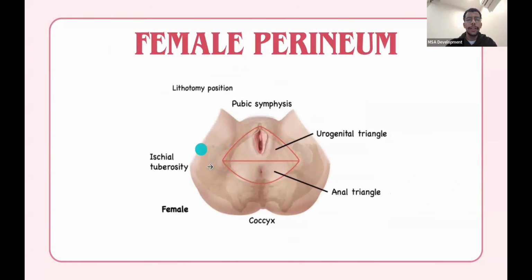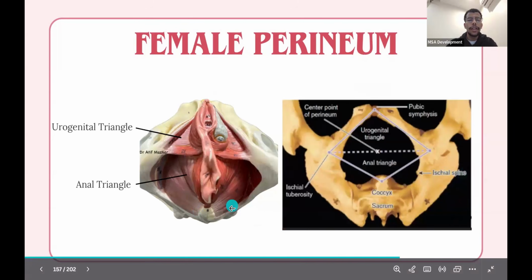Again, we have the perineum. As we mentioned, there's a lithotomy position. Here we have the urogenital triangle, the borders: pubic symphysis anteriorly, then posteriorly, the imaginary line between the ischial tuberosities, then the ischiopubic rami on the sides. Then we also have the anal triangle at the bottom.